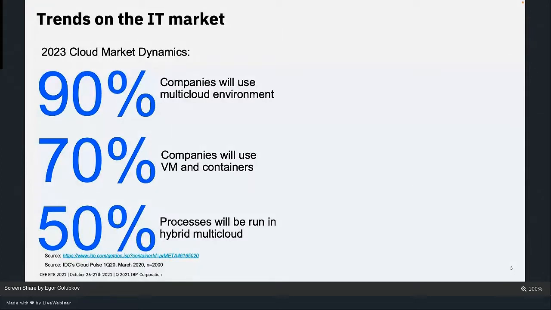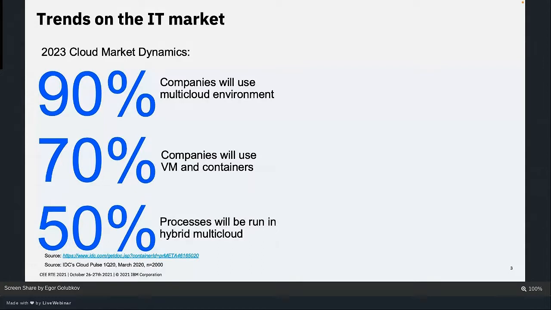Multi-cloud environment means that a company can use services from more than two cloud providers. So let's say we can use IBM Cloud for our business applications. We can use Google Cloud for our internal data analysis, and let's say Azure or AWS for other applications. So this is what we call multi-cloud, when we use multiple cloud providers and multiple cloud services in our company.